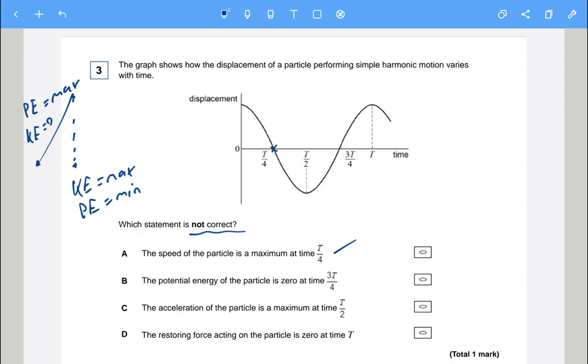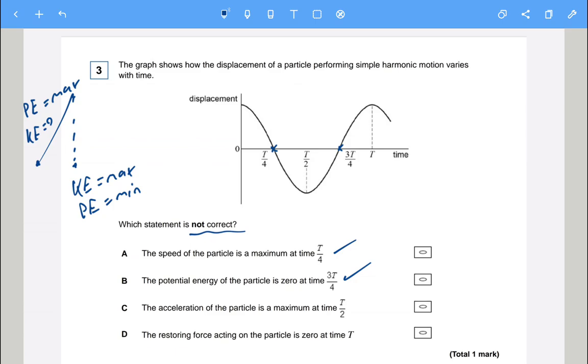So at 3/4 T, that's also the equilibrium position. The kinetic energy is maximum. Potential energy, 0. So that one's also correct. The acceleration of the particle is a maximum at T/2.